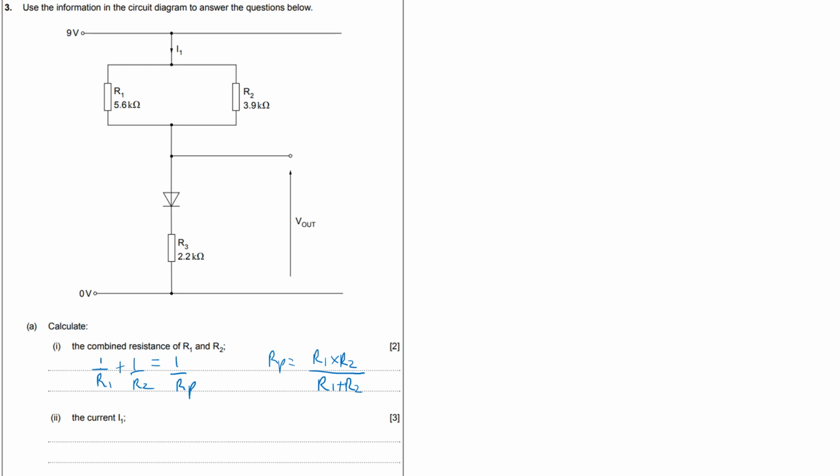So that's why I don't bother showing you that, but it is there if you want to remember it. Product over sum. Okay, and then once we know that, we can find the currents. Just make sure we remove 0.7 volts. So it will be I is V over R, so it will be 8.3 over the total resistance. Okay, I'll show you the answers.